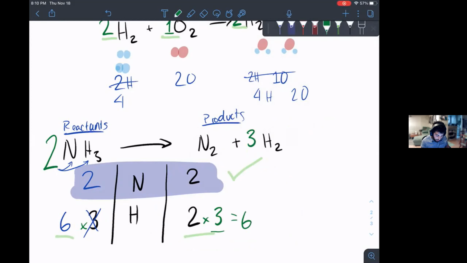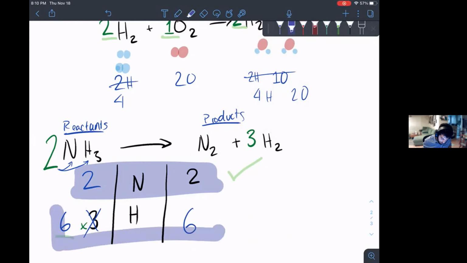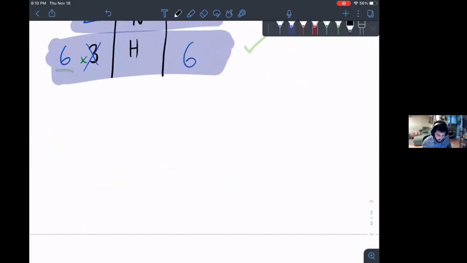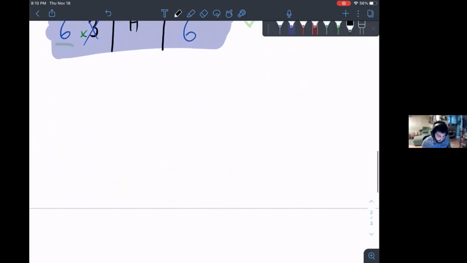And it only affects the hydrogen. So I can go ahead and change all this and rewrite it as a 6. And looks like we're balanced. So my coefficients are now 2, 1, 3. And we're done. That's it. All right. So finally, for the last one, I'm going to do it, and then I'll show you a kind of easier way to do this as well.